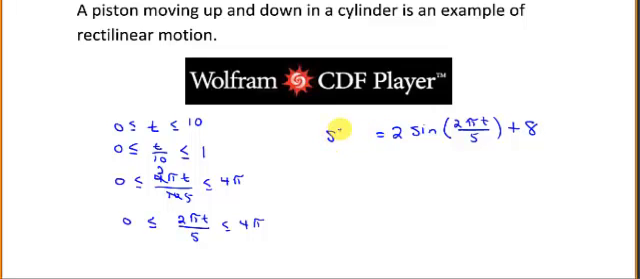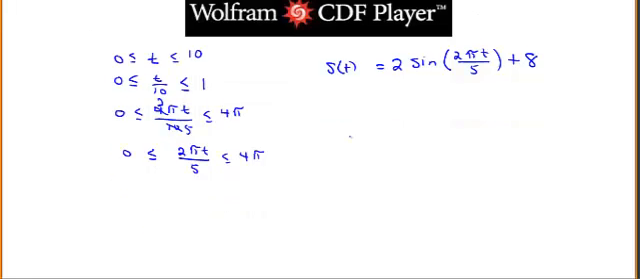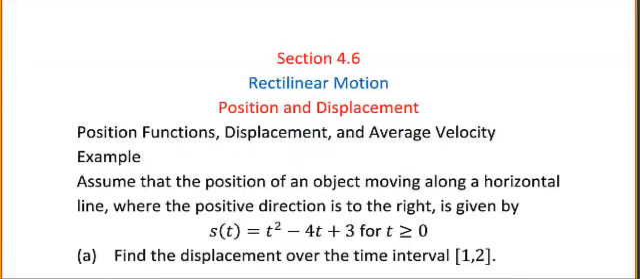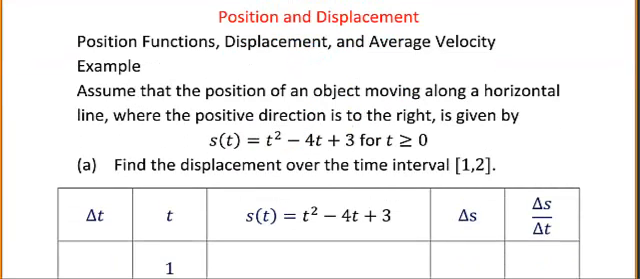So this would have been our function s of t. This would give us a position. If I put in a time, this would tell me how high the piston was in that cylinder. Okay. All right. Let's take a look at this.